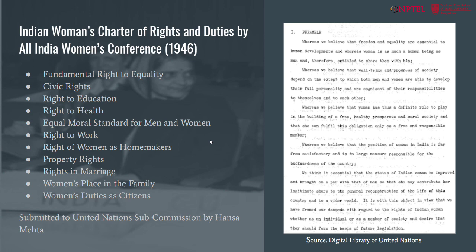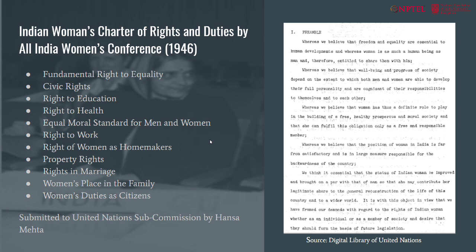Around the same time, in 1946, Hansa Mehta, who was a member of the Constituent Assembly of India, as well as the United Nations Drafting Committee and the United Nations Subcommission, drafted an Indian Women's Charter of Rights and Duties through the auspices of the All India Women's Conference. The Indian Women's Charter provided not only for rights of equality, but also rights to education, health, and work.